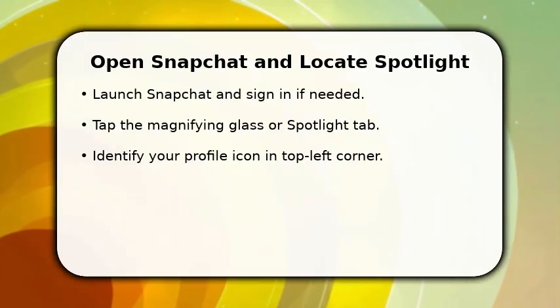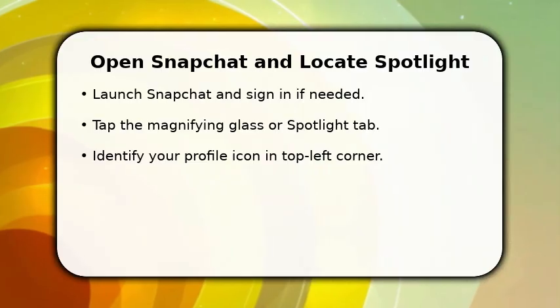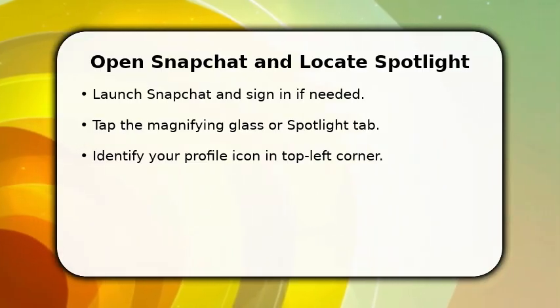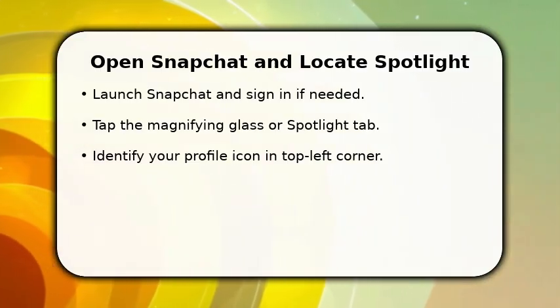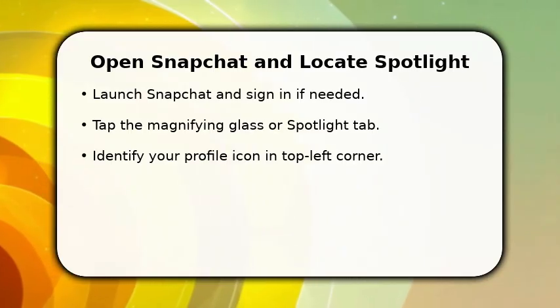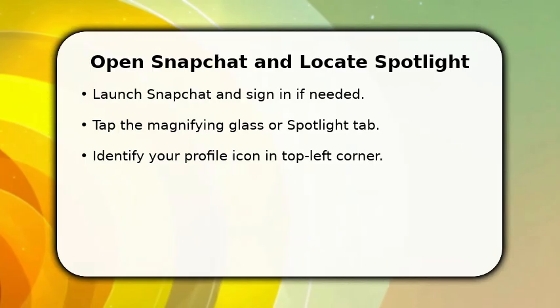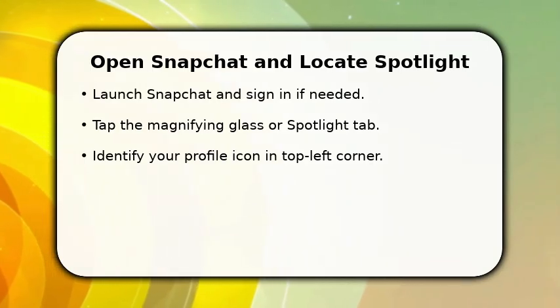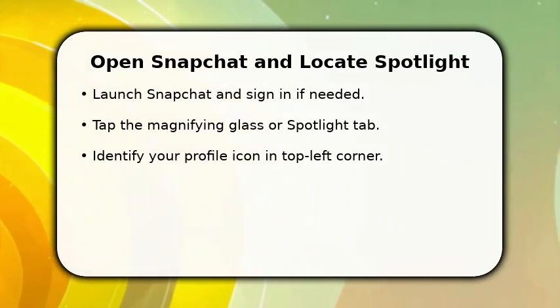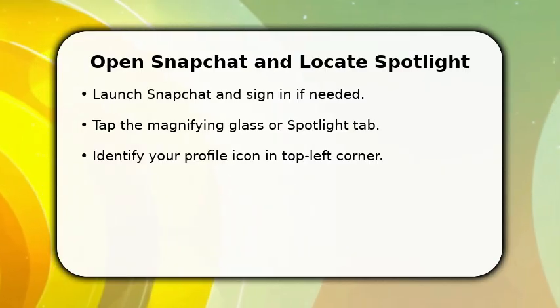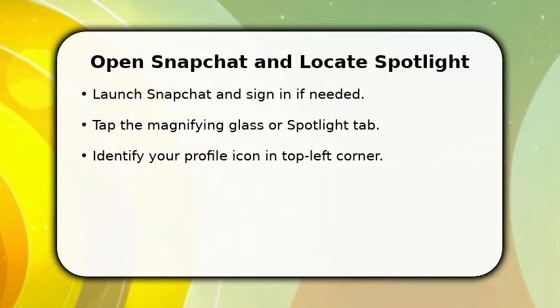You'll start inside the app, so open Snapchat and sign in as needed. Once done, tap the Spotlight tab or magnifying glass to view Spotlight content. This narrows focus to clips and history logs. Then make sure to tap your profile icon in the top left to access account settings related to your activity.